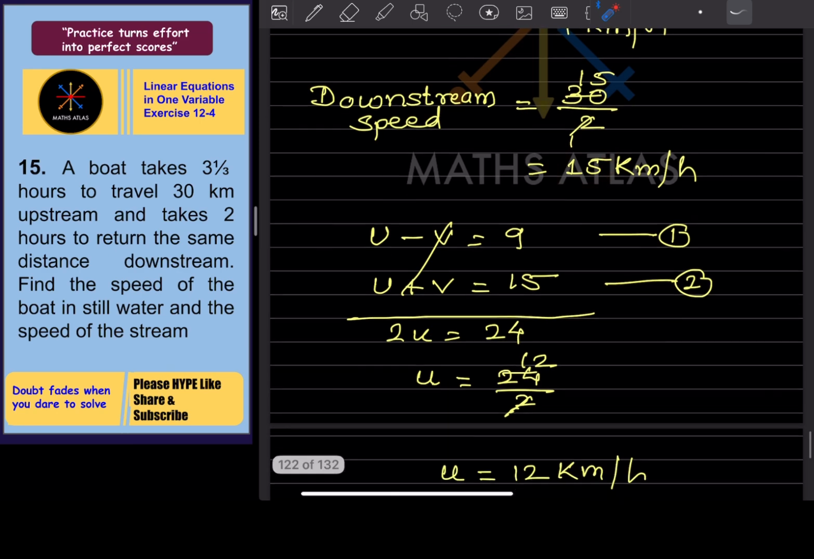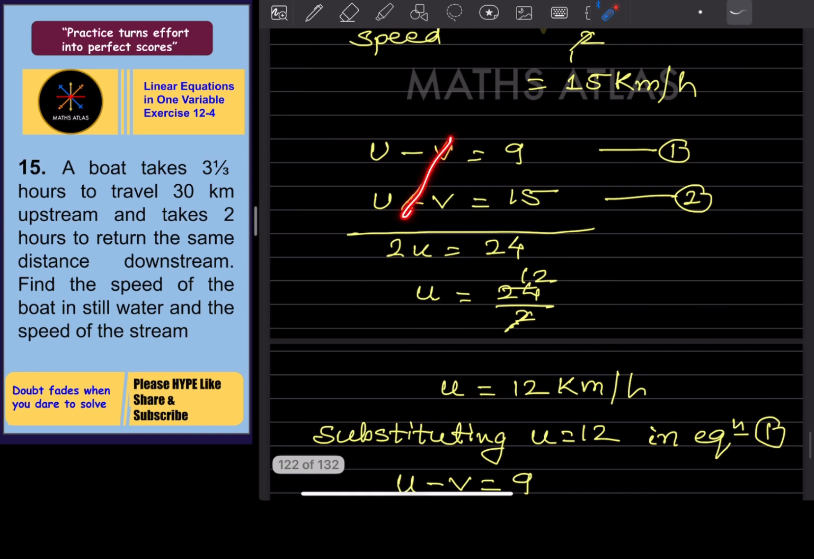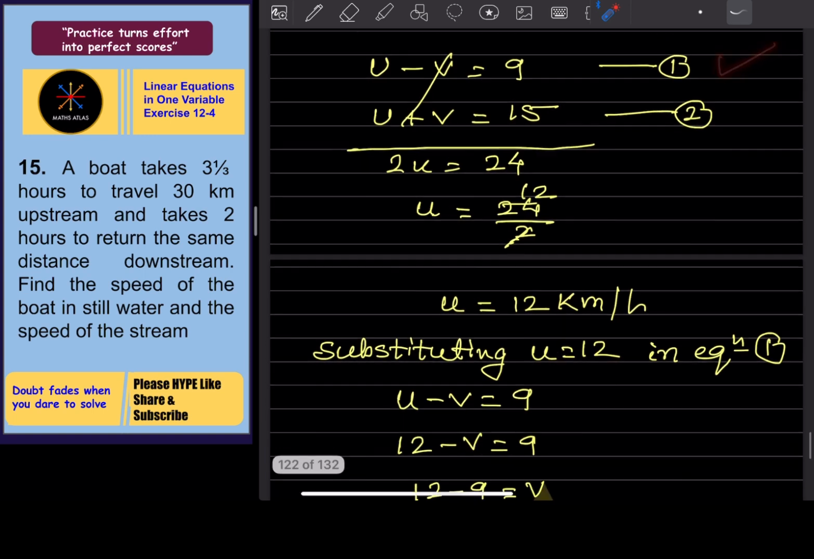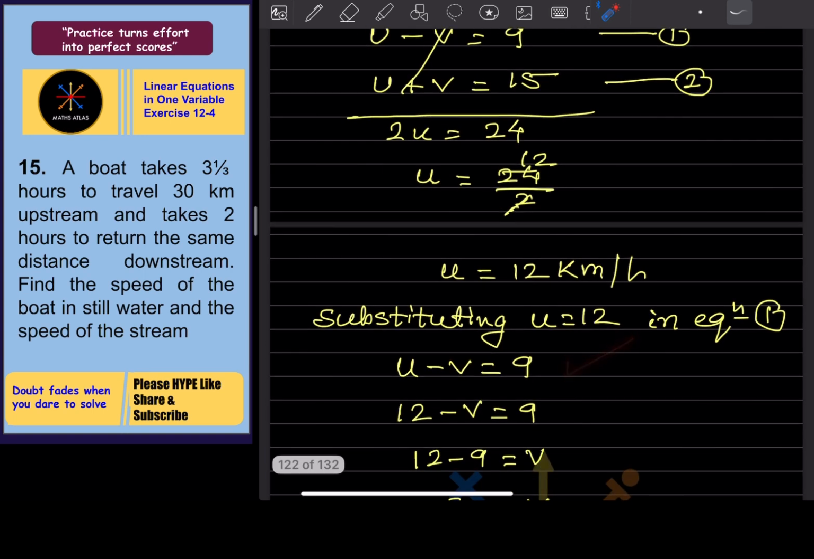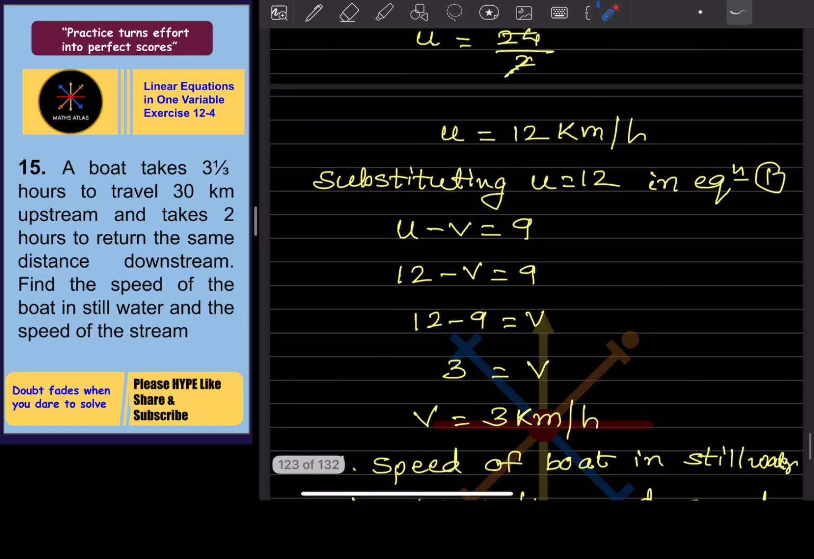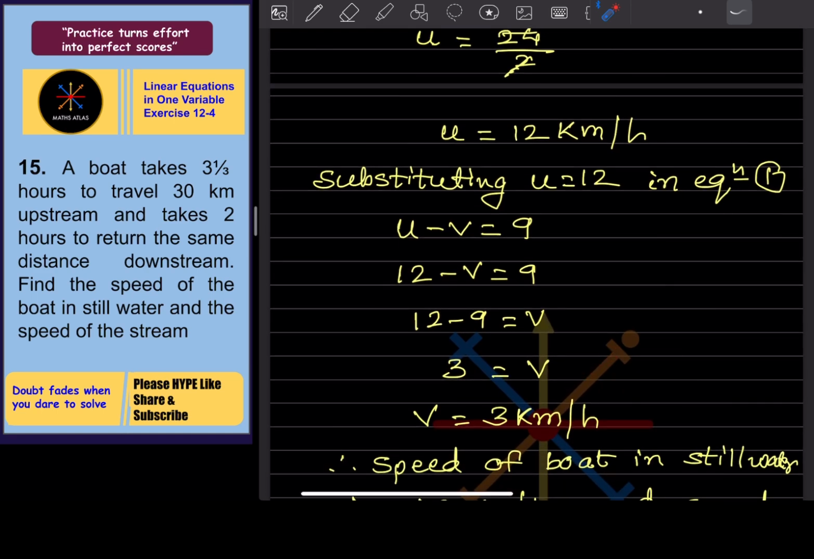This will be our equation number 2. So solving equations 1 and 2, minus v plus v gets cancelled out. This is going to be 2u equal to 24. So u is 24 by 2, which is 12 kilometers per hour. Substituting u equal to 12 in equation 1, u minus v is 9, so in place of u, you will put 12. After solving this, we get the value of v as 3 kilometers per hour.